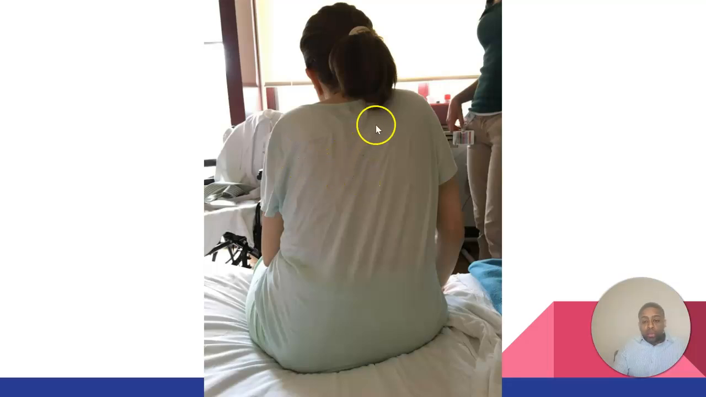All right, kind of similar presentation. Hiked shoulder here, slightly leaned over to the right side. Still a little bit of lateral flexion here, elongation on the right.